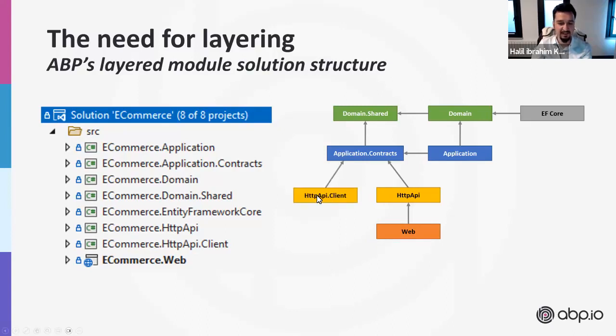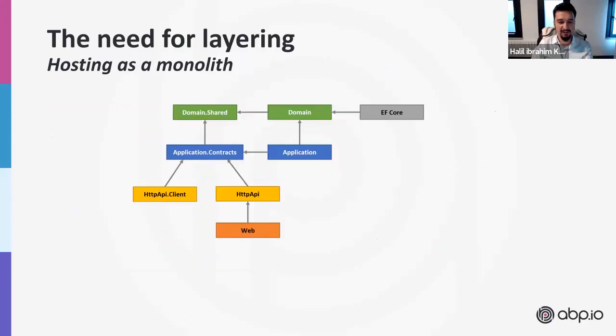And finally, an HTTP API client package that uses the application service contracts and performs REST API calls to that module. So having this is good because you can then share this package with your clients and they can easily consume your module.